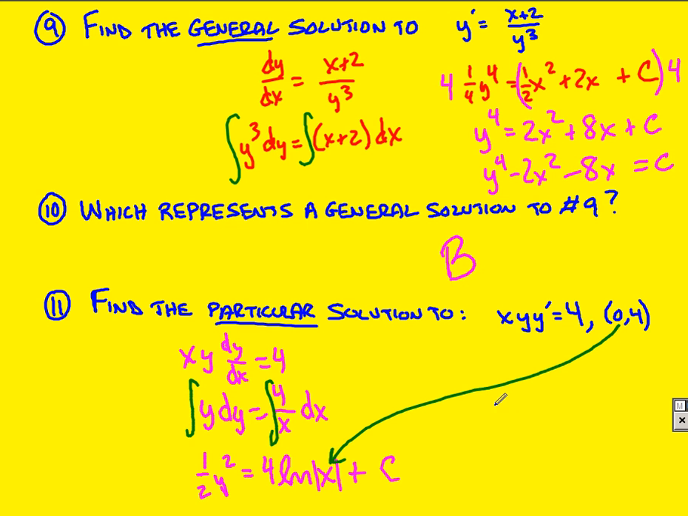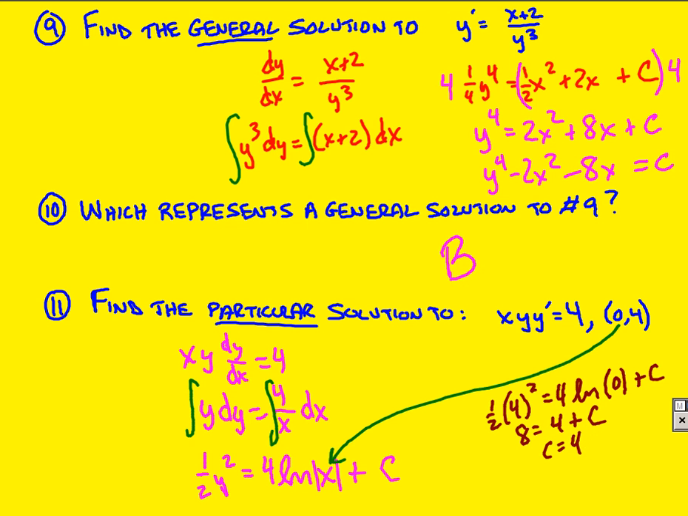When I do that, what do I get? Well, I should get 1/2 of y, which is 4, I want to square 4, will equal 4 times the natural log of 0 plus c. I need to solve for c here. 4 squared is 16, half of that is 8. The natural log of 0 is 1. So 4 times 1 is 4 plus c. That means c is equal to 4.